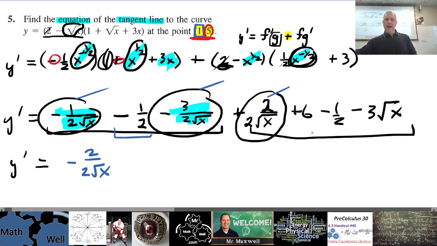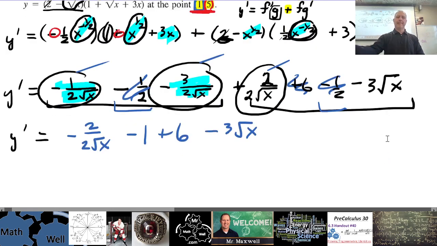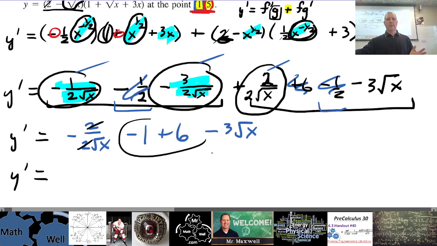I have negative 1/2, negative 1/2. So 1/2 minus 1/2, that's minus 1. Okay, so those are gone now. And then I have plus 6. I'll write that down. And then I have minus 3 root x. You'd have to do one more step to cancel these and gather these like terms, and that probably would be enough.